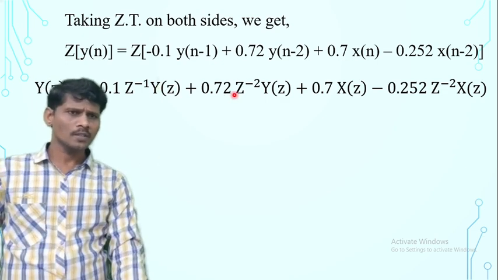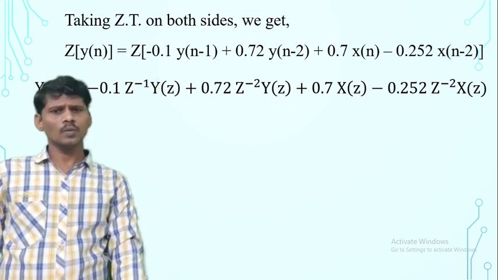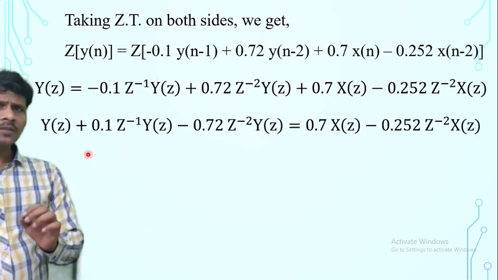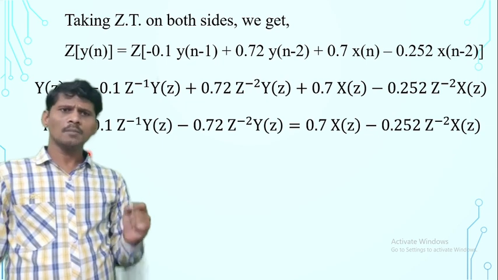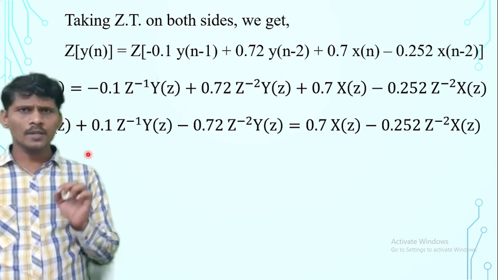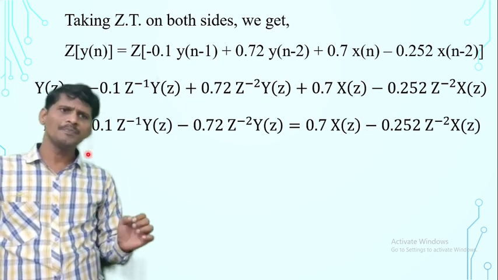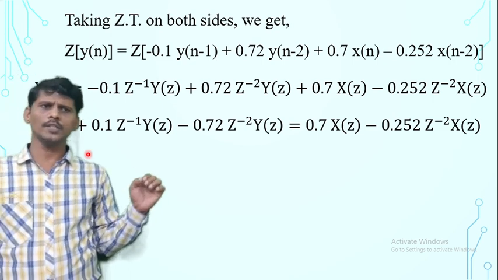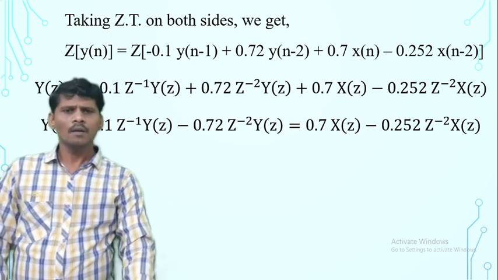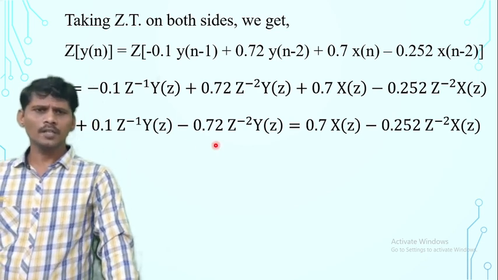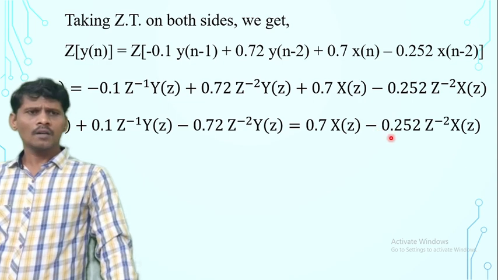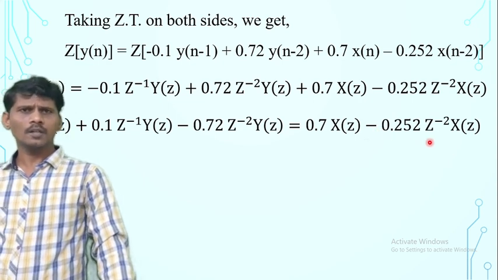So the Y of z terms are coming to the LHS. We have Y of z plus 0.1 z power minus 1 Y of z minus 0.72 z power minus 2 Y of z is equal to 0.7 X of z minus 0.252 z power minus 2 X of z. On the LHS, for all the terms, take the common Y of z, and on the RHS, for both the terms take the common X of z.